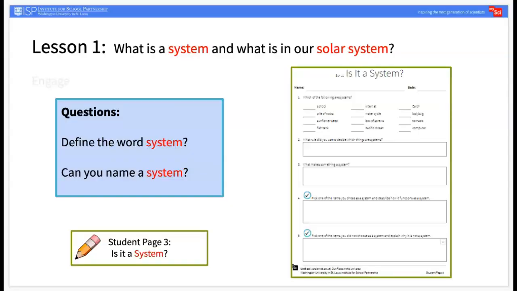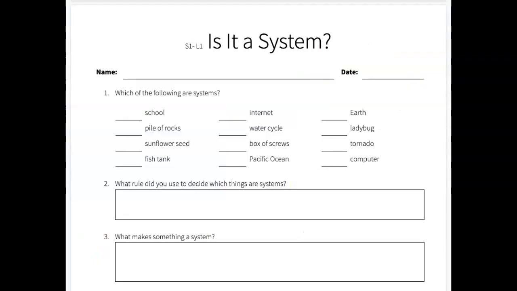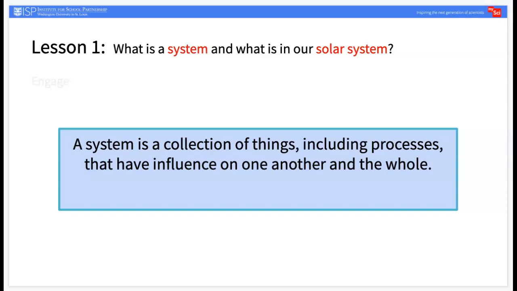In the Engage portion of this lesson, students will complete the Is it a System probe. Students will note which things are a system and describe the rules they use to determine if something is a system. Use talk moves to allow students time to discuss their ideas and justify their choices. Next, provide students with the definition of a system. A system is a collection of things, including processes, that have influence on one another and the whole.